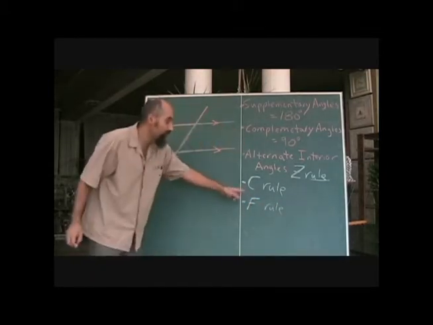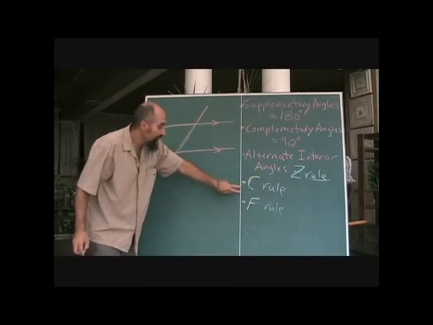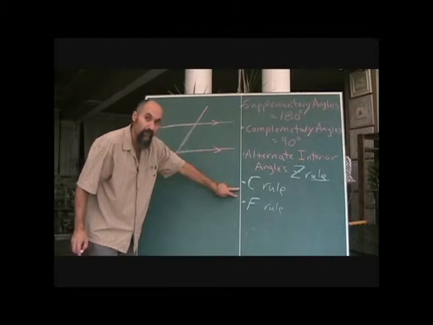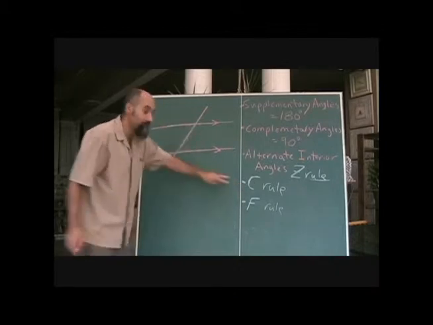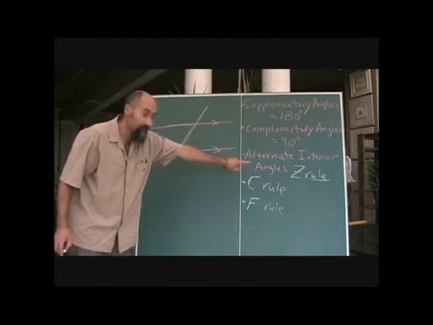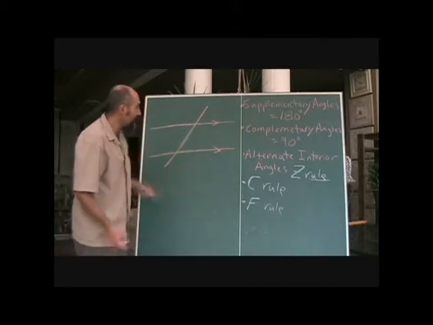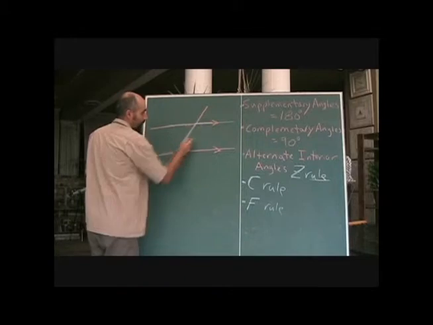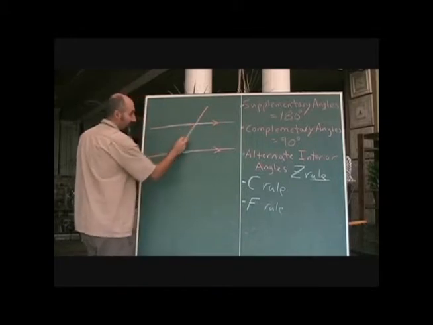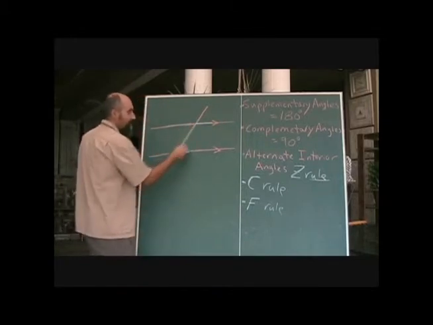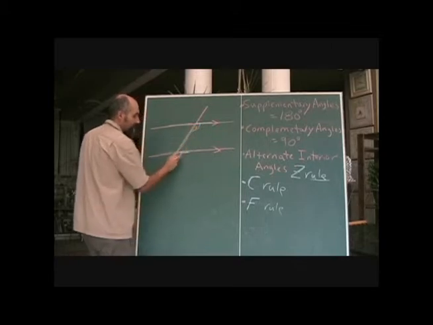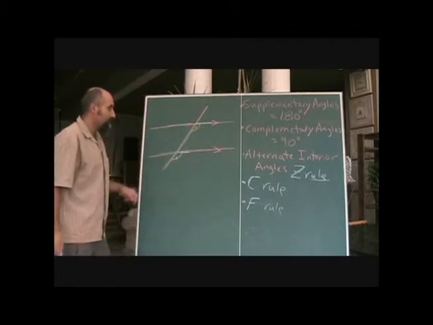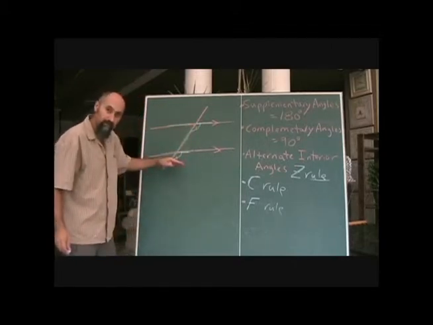Again, these aren't the official names for them, so depending on where you are, you should find out what they're called, what they refer to, and refer to the relationship as those, not the F rule, C rule, or the Z rule. The F rule says, here's your F. Now remember, it works as a backwards F as well. The F rule says this angle is equal to this angle, which makes sense because they're parallel lines.